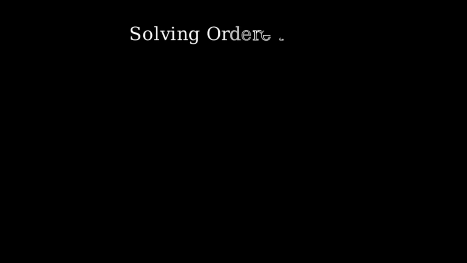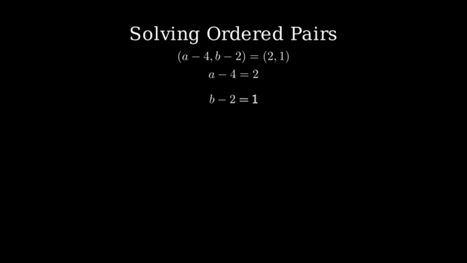Let's solve this ordered pair problem. We're given that the ordered pair (a - 4, b - 2) equals (2, 1). When two ordered pairs are equal, their corresponding components must be equal. This means that a - 4 equals 2 and b - 2 equals 1. Let's solve for a first. To solve for a, we add 4 to both sides of the equation. This gives us a equals 6.